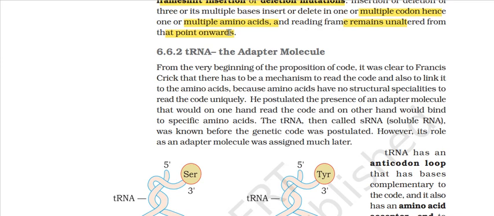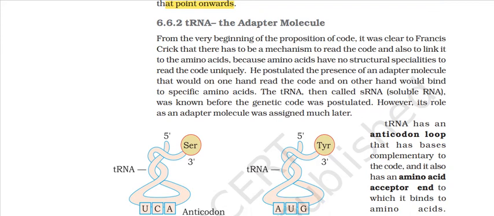Let's come to tRNA, the adapter molecule. From the very beginning of the proposition of the code, it was clear to Francis Crick that there has to be a mechanism to read the code and also to link to the amino acids, because amino acids have no structural specialities to read the code uniquely. Amino acids have nothing that lets them read the code, and they will not replicate themselves or make a polymer by themselves. He postulated the presence of an adapter molecule that would on one hand read the code and on the other hand bind to a specific amino acid.